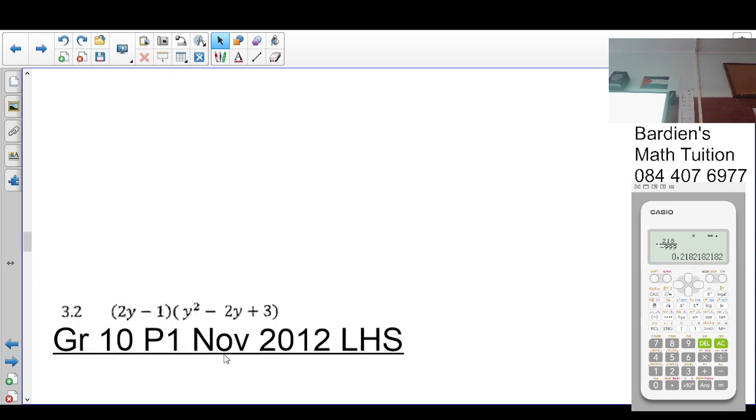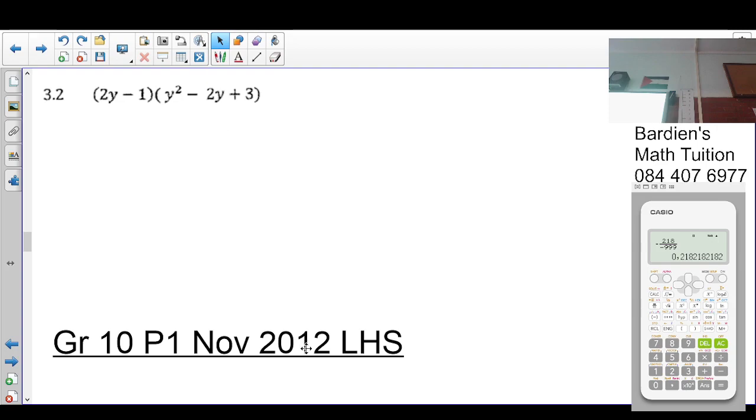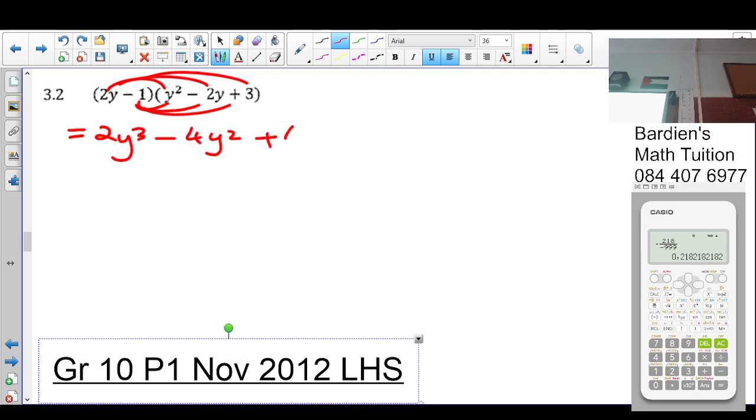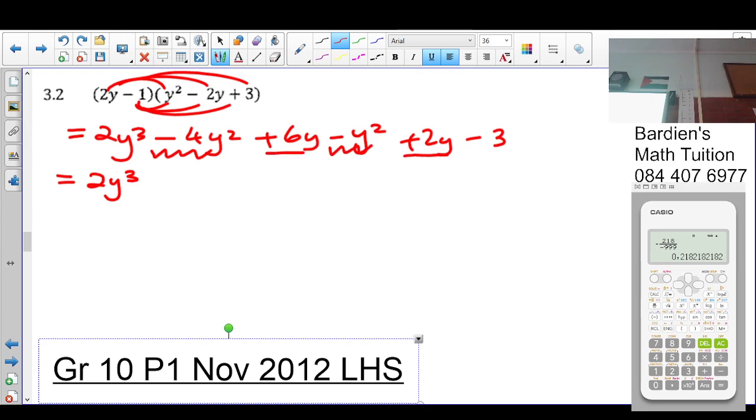Right. Let's look at the next one. Again, find the product. You simplify. You multiply. So what is 2y times y squared? 2y cubed. 2y times negative 2y. Negative 4y squared. 2y times 3. 6y. Negative 1 times y squared. Negative y squared. Negative 1 times negative 2y. Positive 2y. Negative 1 times 3. So look now for like terms. It's 2y cubed. So negative 4y squared minus y squared is negative 5y squared. 6y plus 2y is 8y minus.